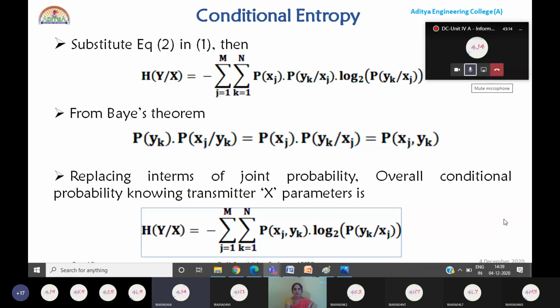2, ma'am. P of xj comma yk and P of yk by xj. What is this probability matrix called? P of xj comma yk matrix. Joint probability matrix. Okay. What is this P of yk by xj matrix?